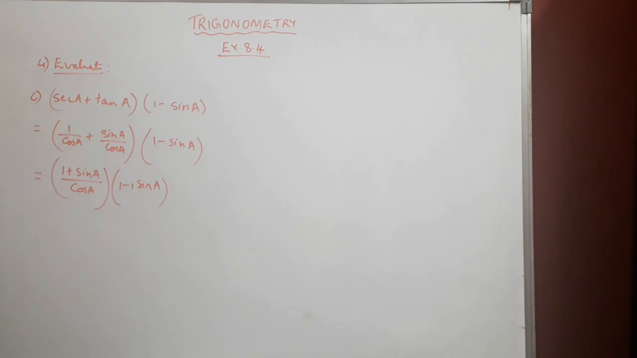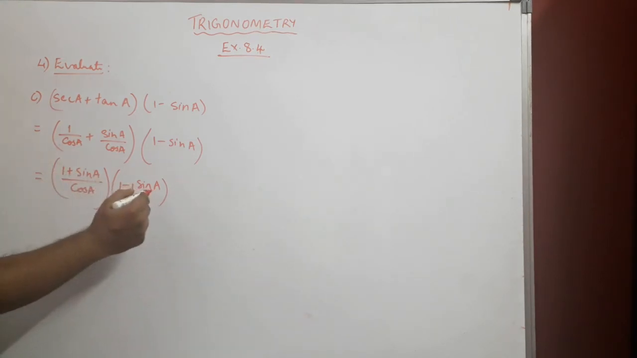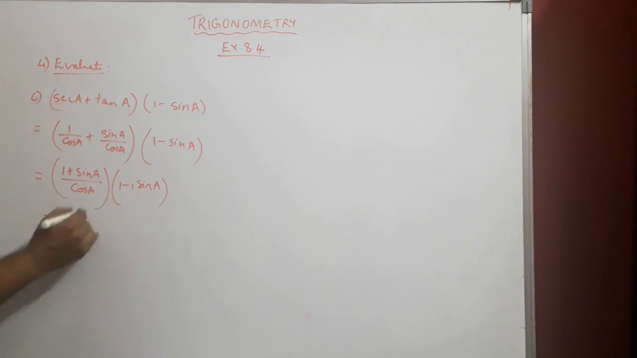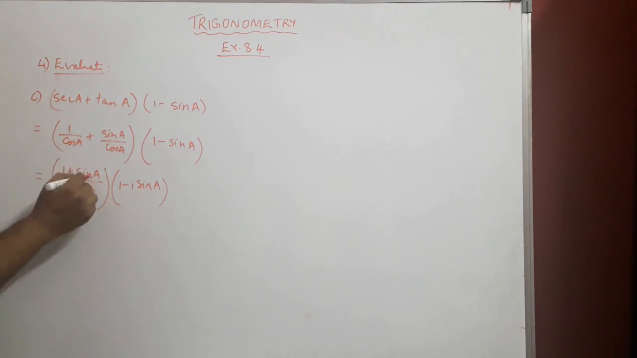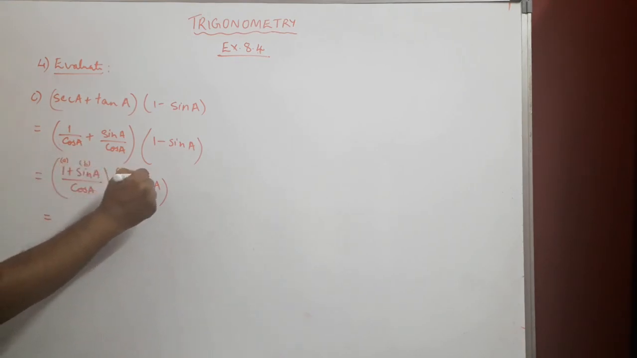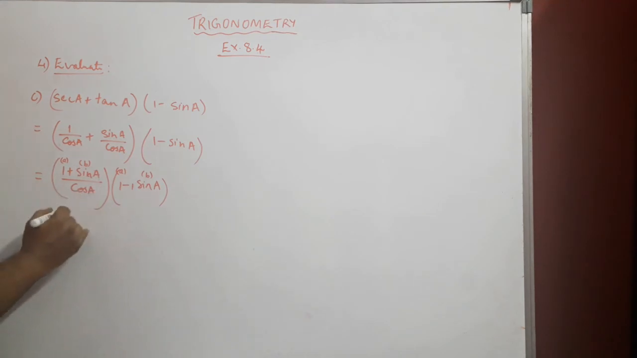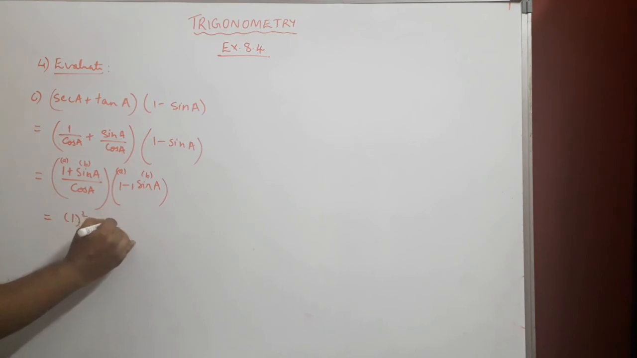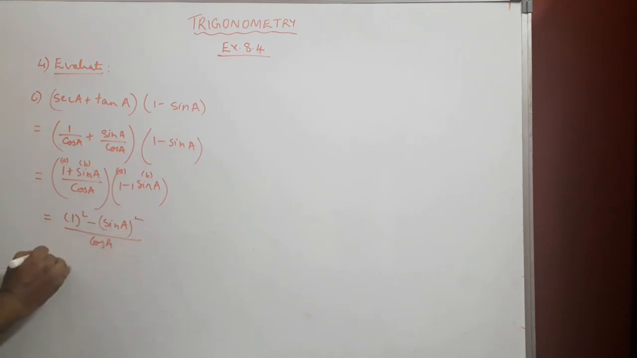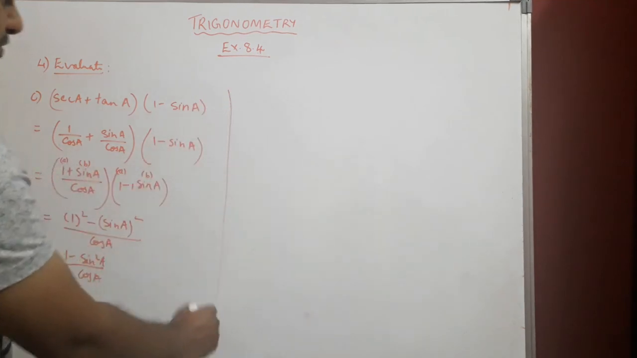Okay, so that's a multiplication. So we can multiply 1 plus sin a into 1 minus sin a, and that is a plus b into a minus b, and that answer a plus b into a minus b gives us what? A square minus b square, right? Whole thing upon cos a, and this we can write as 1 minus sin square a upon cos a.